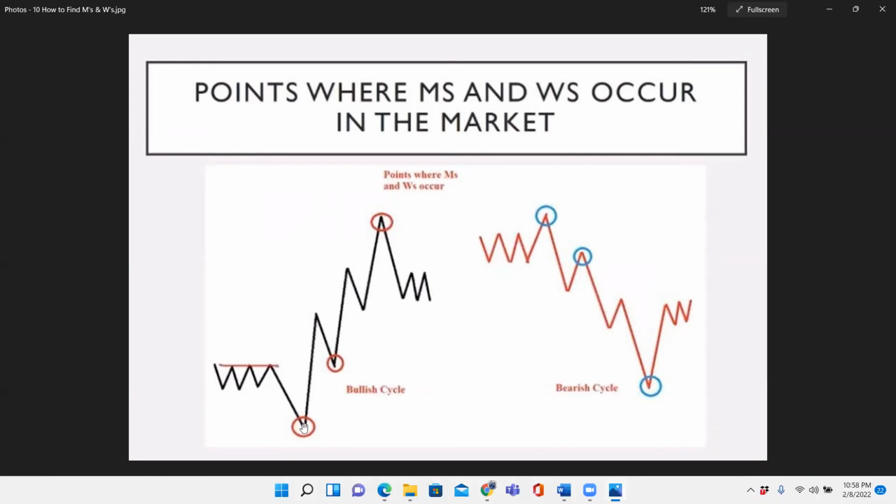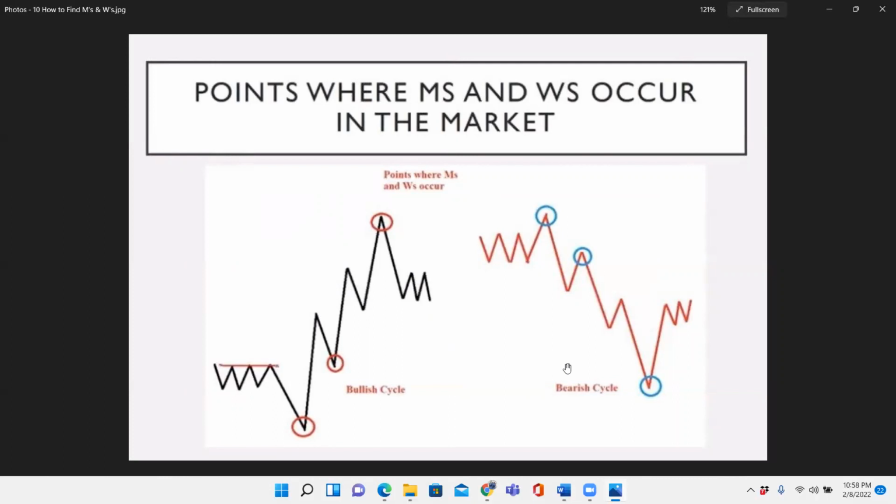So once again, we have a starting point. We have our higher high, higher low, higher high, higher low, higher high, higher low, and then a new high, and now we're going to shoot down.